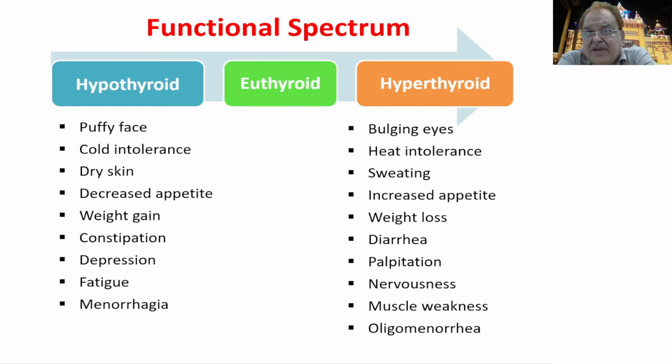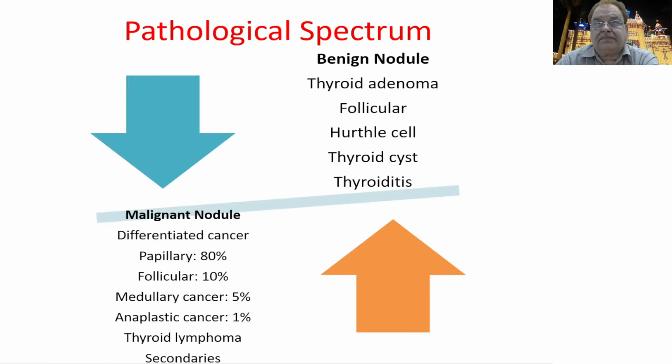While in the case of the hyperthyroid variety, because there is a chance of eye signs in this, the patient may have exophthalmos or bulging eyes. The patient may have heat intolerance, sweating, increased appetite, and weight loss. So here it is the opposite way. The patient may have diarrhea, palpitation, nervousness, muscle weakness, especially proximal myopathy, which is present in these patients who have hyperthyroidism, and in the females there may be oligomenorrhea.